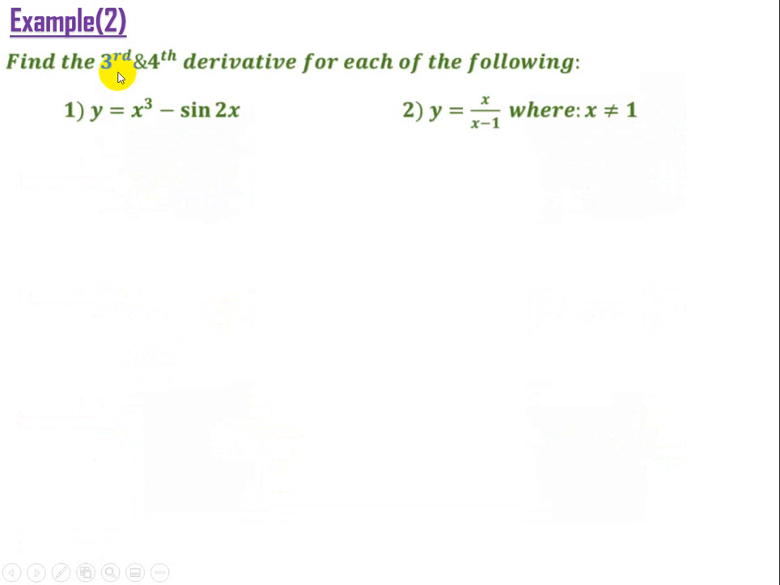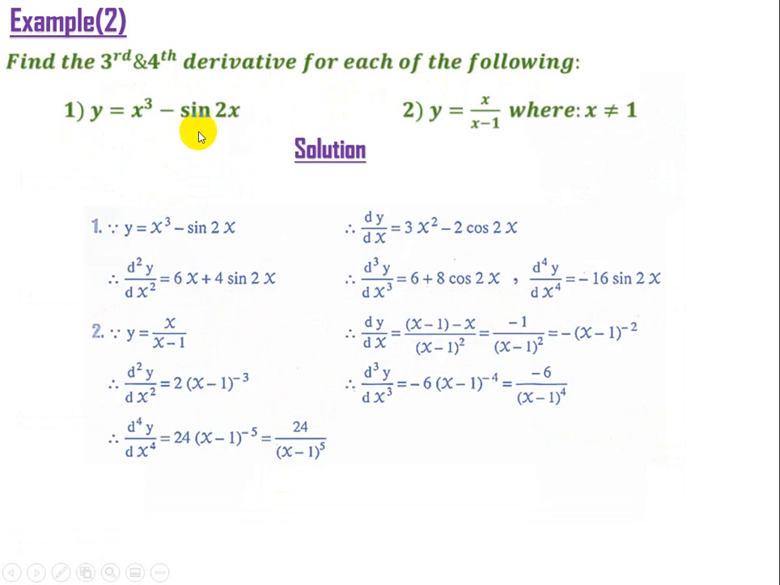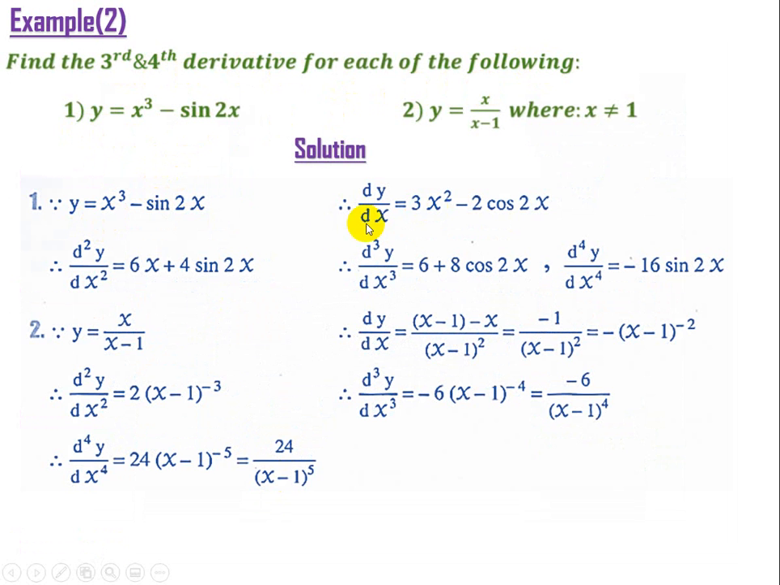Exercise number 2. Find the third and the fourth derivative for each of the following. Number 1, y equals x³ minus sine 2x. So dy/dx equals 3x² minus 2 cosine 2x. d²y/dx² equals 6x plus 4 sine 2x, because the derivative of cosine is negative sine. d³y/dx³ equals 6 plus 8 cosine 2x. d⁴y/dx⁴ equals negative 16 sine 2x.